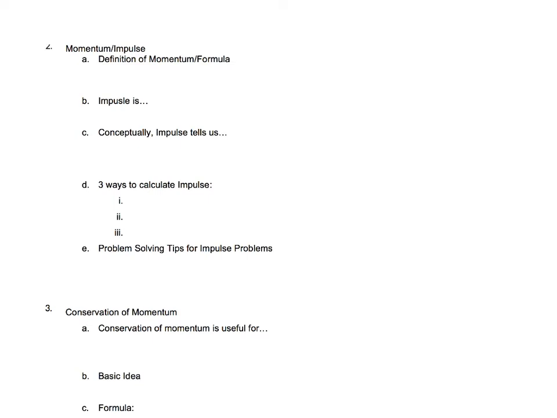So the basic definition of momentum is really a measure of an object's motion, or who would win in a collision is how I always think about it. And the equation is given by P, the momentum, is equal to mass times velocity.